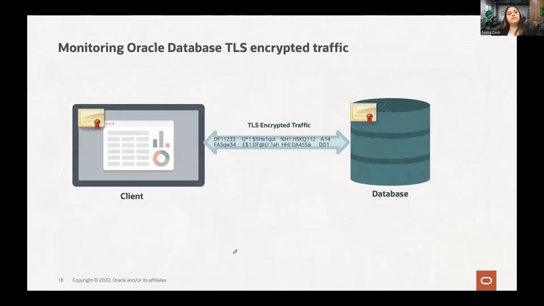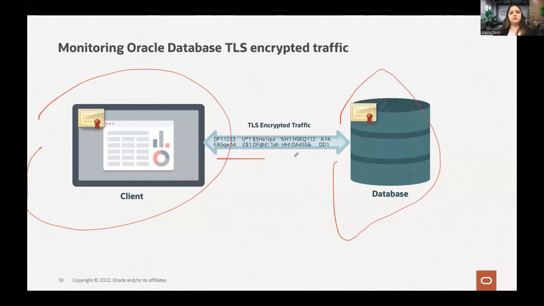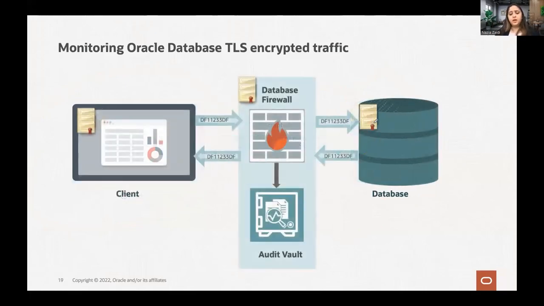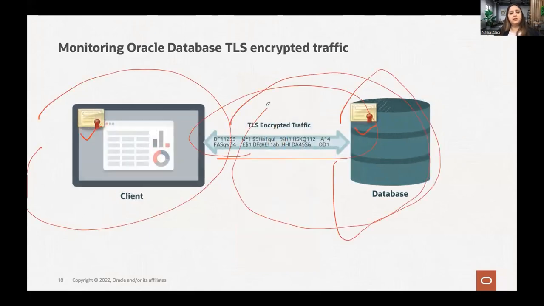Okay, the final one is monitoring Oracle database TLS encrypted traffic. That's an important one, I would say. Usually, if you have implemented TLS in Oracle database, which comes as a native feature in all editions of Oracle database, you have a client and a database, and traffic is encrypted in between. Basically you share the certificate between these two sources. So the client has visibility of the database server certificate, and the database server has visibility of the client or application certificate. Okay, so monitoring that traffic was not possible through AVDF because we have to look at it in between.